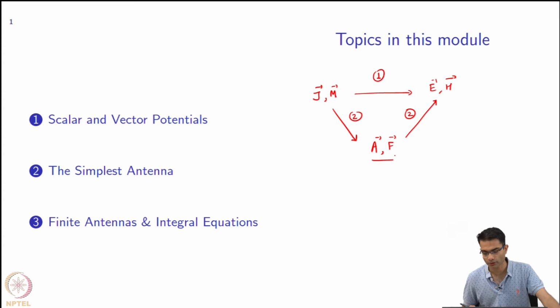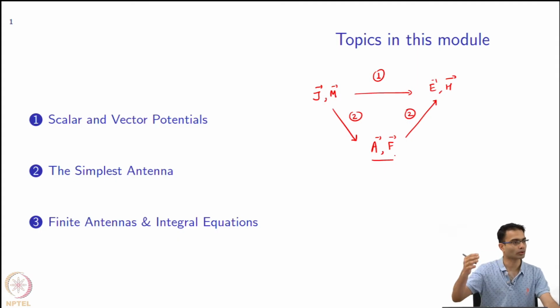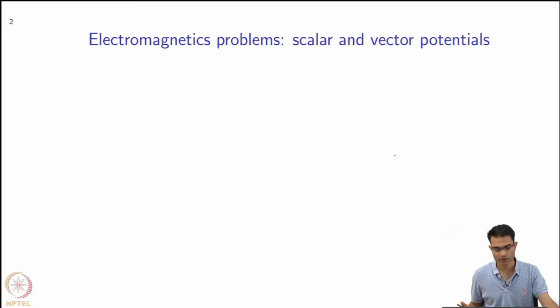Since we have not yet looked at these vector potentials, we will introduce them. Okay. And then we will deal with the simplest antenna, which is your Hertz dipole, and then go to more complicated cases, right. So, let us look at these. So, scalar and vector potentials.